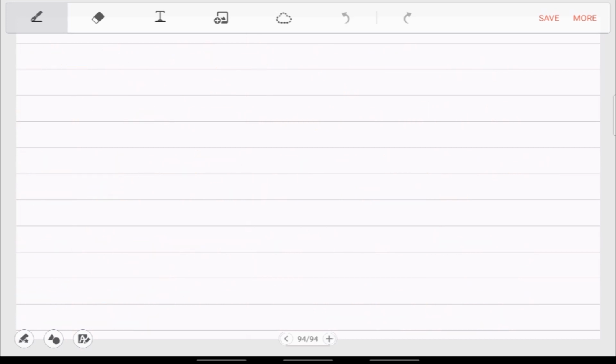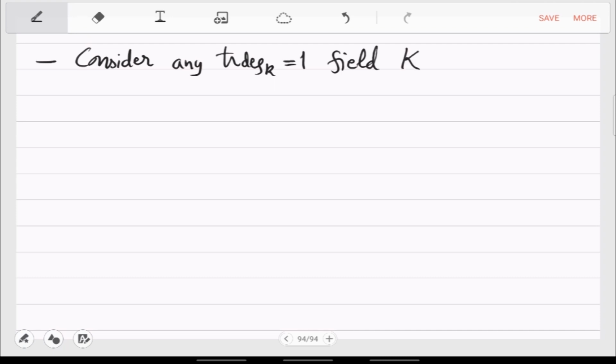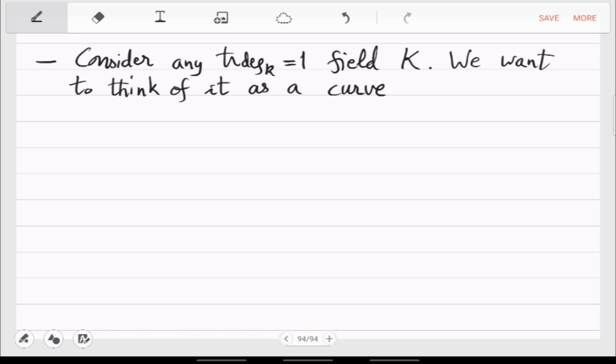Yeah, so the systematic way to do this is the following. Consider any transcendence degree 1 field K. We want to think of it as a curve, which we'll call an abstract curve, via valuations.